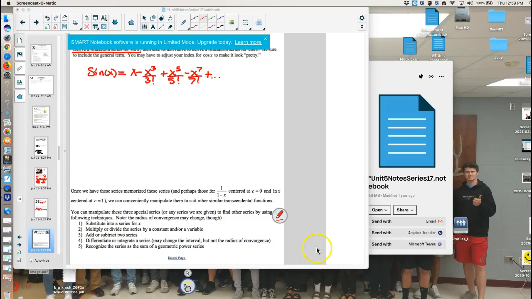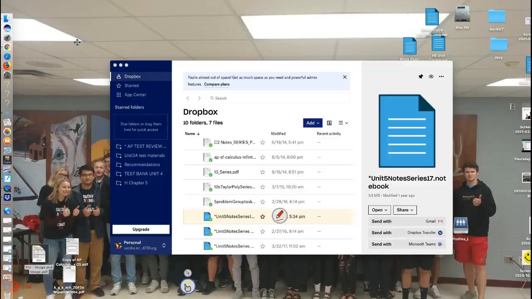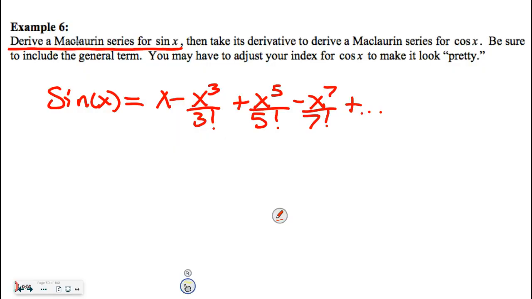But that's okay. All right, so let's see if anyone's brave enough. Who thinks they've got a viable general term? What do you have, Catherine? I've got the series from n equals 0 to infinity. So she's going greater than or equal to 0. Then x to the 2n plus 1, over n plus 1 factorial.